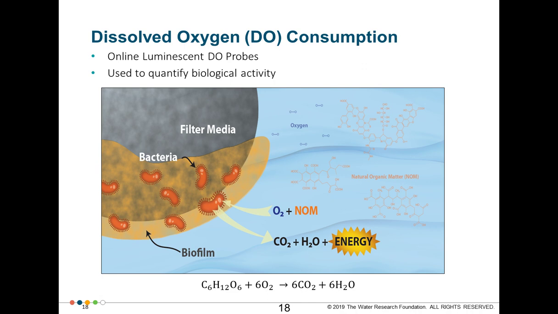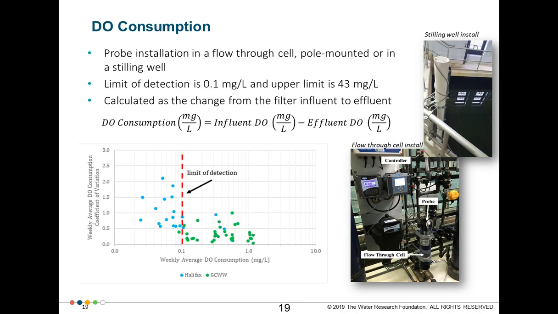The next tool that we evaluated was dissolved oxygen consumption. And here we used online luminescent dissolved oxygen probes to quantify biological activity. Oxygen is consumed during substrate utilization when organic carbon is degraded by heterotrophic bacteria, and CO2, water, and energy are released. So we use this as an indication of biological activity.